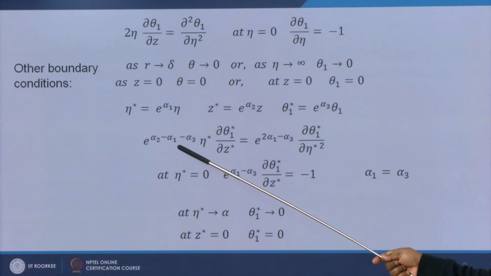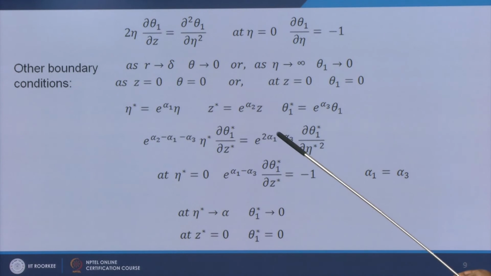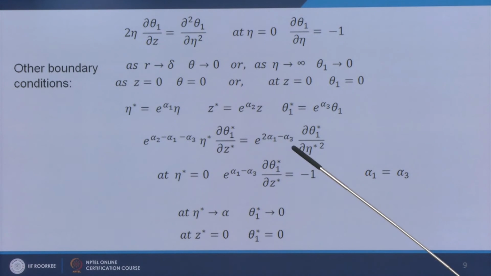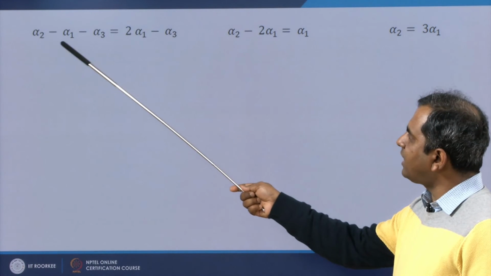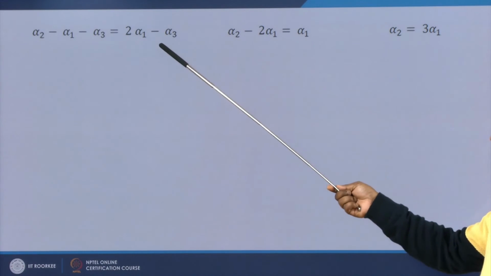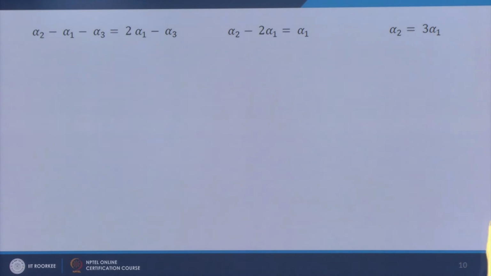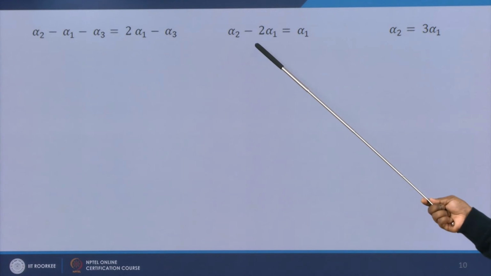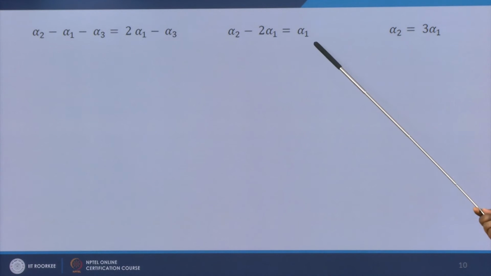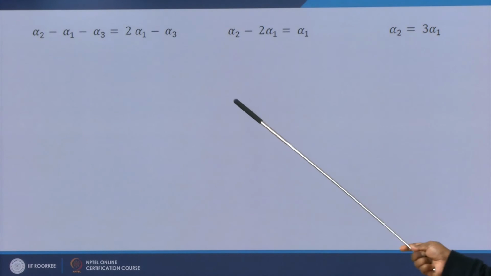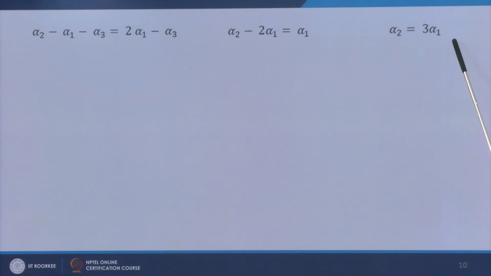Now, let us see the equation coefficients. If you equate the coefficients of the left hand side and right hand side terms and get a relationship between the alphas, then you can write alpha 2 minus alpha 1 minus alpha 3, which was the power of e on the convection side, equals to 2 alpha 1 minus alpha 3, which is the power of e on the conduction side. So, if you further simplify, alpha 2 is equal to 2 alpha 1 minus alpha 1 equals to alpha 1. Here alpha 3 has been cancelled from both the sides. And if you further proceed, you get alpha 2 equals to 3 alpha 1.